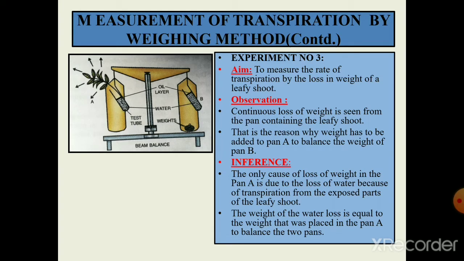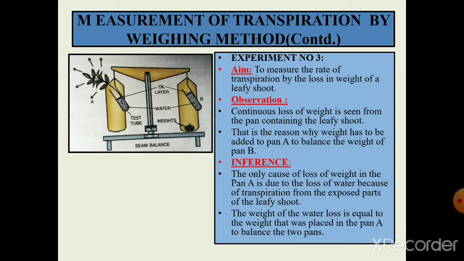Weighing with this is a second experiment which we are conducting using a beam balance, and instead of a potted plant we'll be using a leafy shoot. Now take 2 test tubes and fill them with an equal amount of water. Place a drop of oil in both the test tubes so that no water is lost from the surface by evaporation. In one of the test tubes, place a twig, and in the second, place weights so that both are balanced.